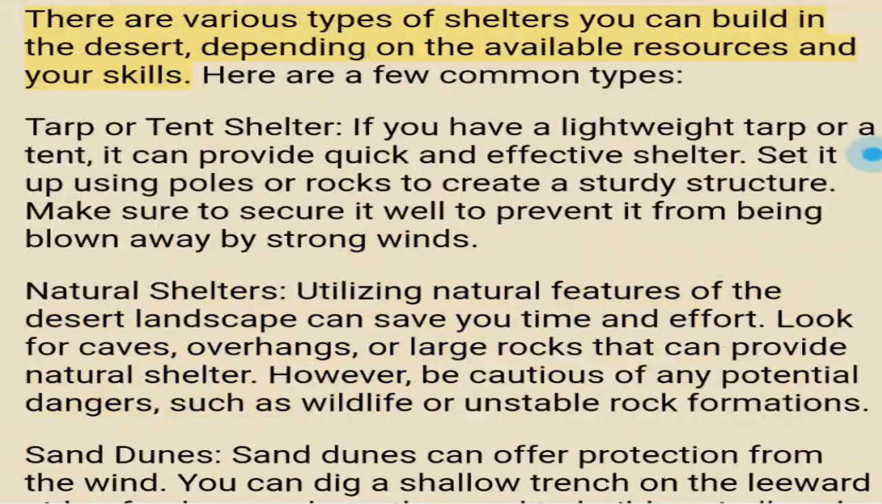Types of shelters. There are various types of shelters you can build in the desert, depending on the available resources and your skills. Here are a few common types. Tarp or tent shelter. If you have a lightweight tarp or a tent, it can provide quick and effective shelter. Set it up using poles or rocks to create a sturdy structure. Make sure to secure it well to prevent it from being blown away by strong winds.